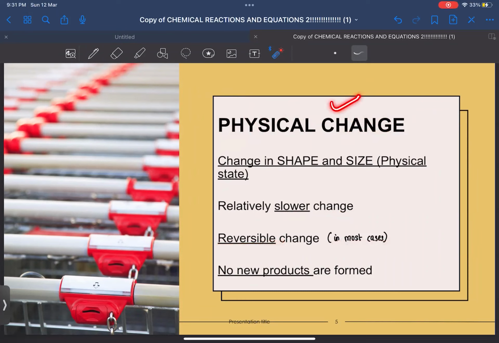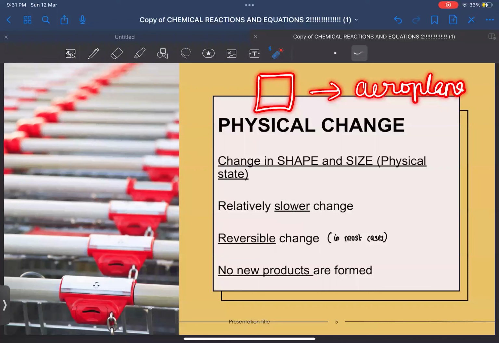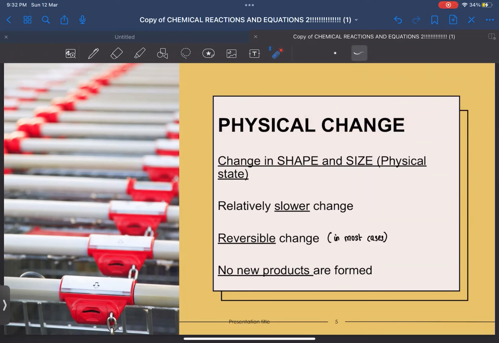In this case of the paper getting cut, it's not reversible because you can't get the paper back. However, the paper has not turned into wood. It is still paper when it is cut into two parts. Yes, so it is a physical change. Now, if you take the same paper and you make it into an aeroplane, the shape and size are changing, so it is a physical change. However, the aeroplane can be made back into paper, so it is a reversible change. So we can see here that most physical changes are reversible and some are not reversible. But all chemical changes are irreversible.